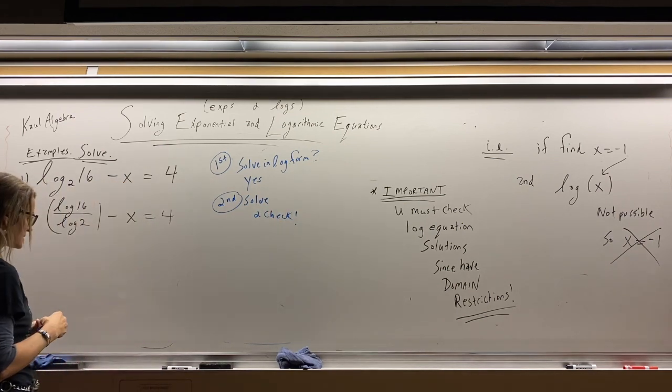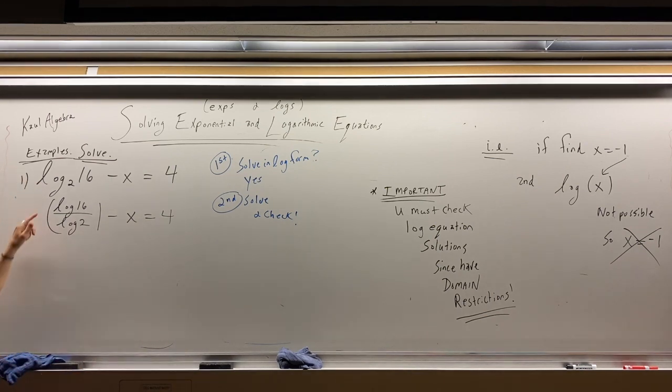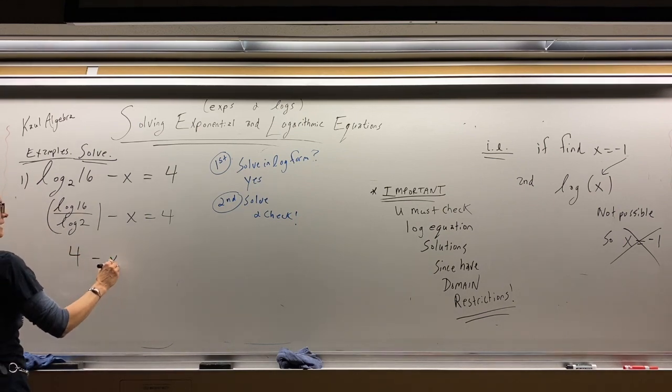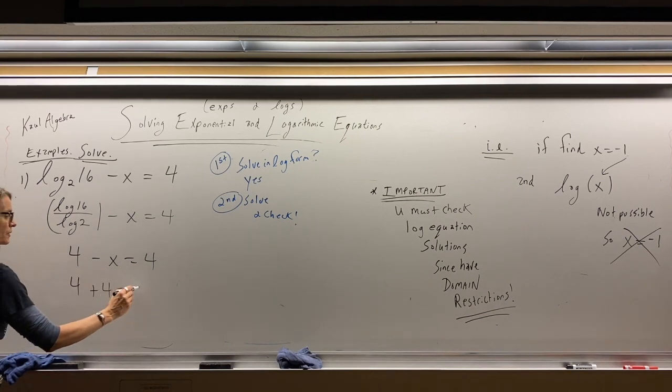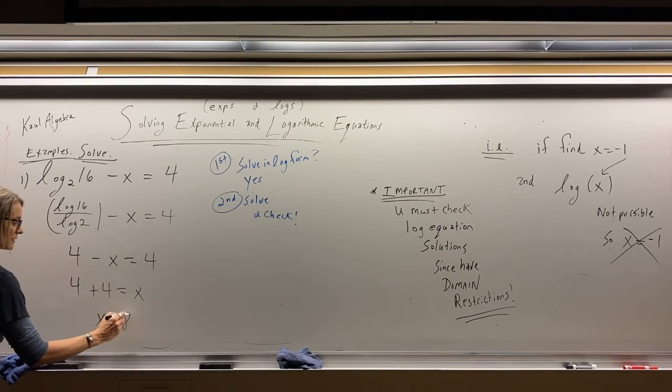Okay, so in this case, I already know what the solution to this is, and you could evaluate this in your calculator. It comes out to a nice number because this is really 2 to what power gives you 16. This is the number 4, minus x equals 4. So we just end up with a linear equation here. And this becomes 4 plus 4 equals x, or x equals 8.